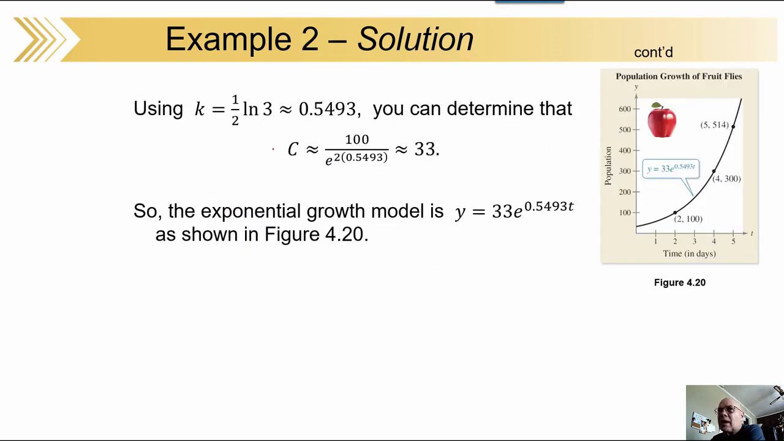In particular, it's 0.5493. I didn't have it memorized. That's why I didn't write the whole thing down, but I did remember the 0.5. So we've got k, just put it into that equation we had earlier, and we can find that c is about 33. So the exponential growth model, putting c in and putting k in, here is our model.